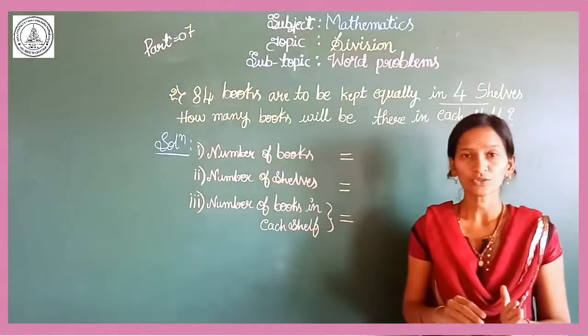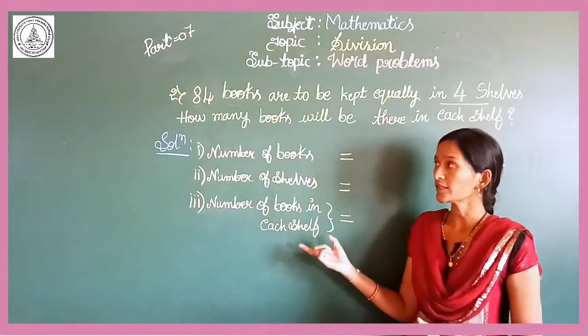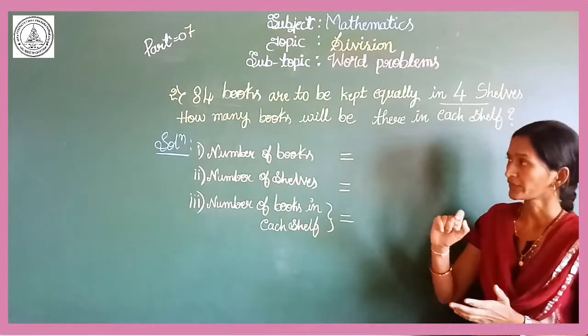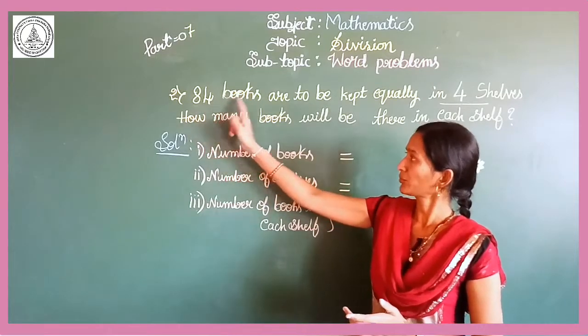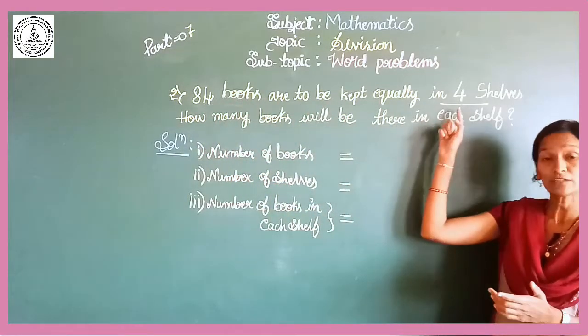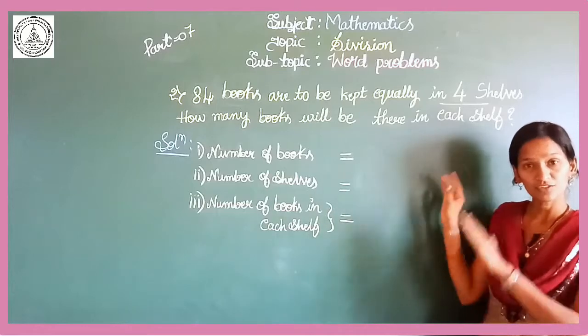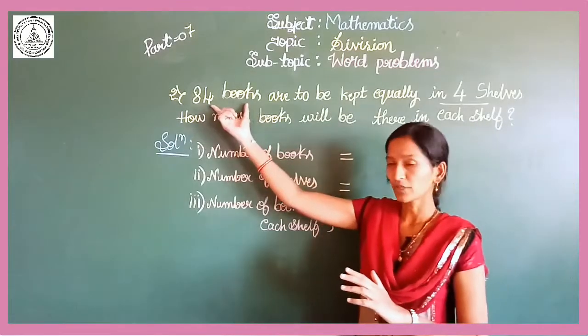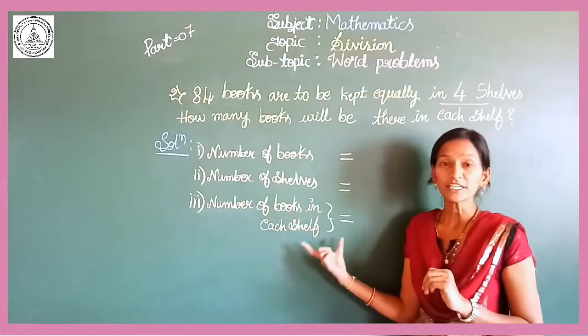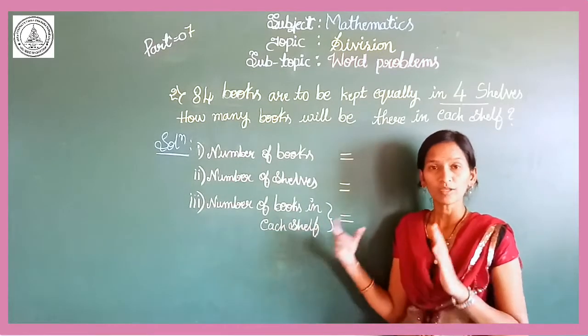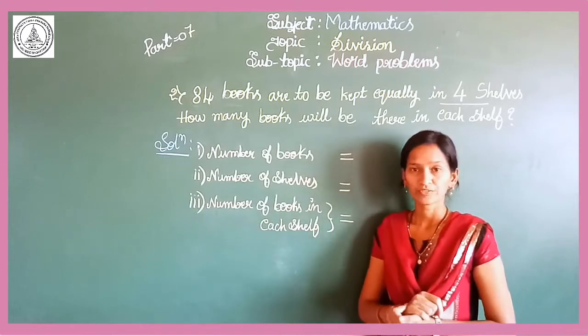Right? So students, look here. The same problem, I have changed the number here. See here. The total number of books are 84 here. So 84 books are to be kept equally in 4 shelves. So same number of shelves, but I changed the number of books here. So now you have to find out the number of books in each shelf. So this problem you have to solve at home, right?